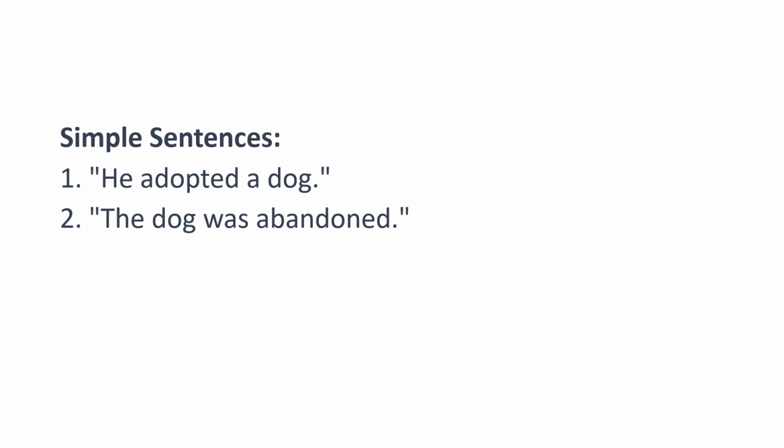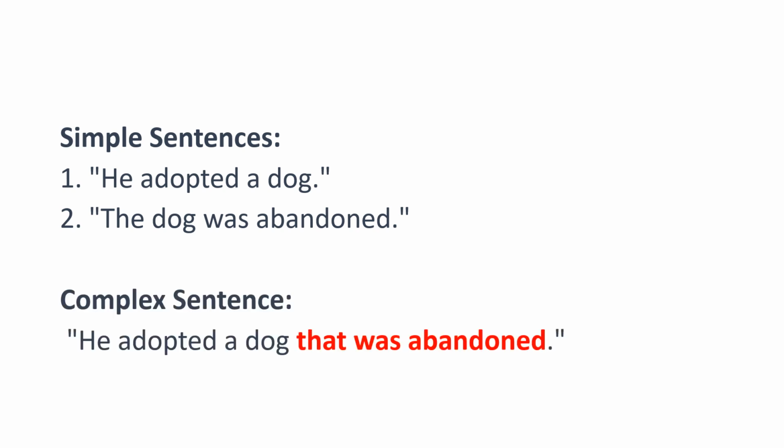Simple sentences are: he adopted a dog. The dog was abandoned. Make a complex sentence. He adopted a dog that was abandoned. He adopted a dog is independent clause, and that was abandoned is adjective clause, which is dependent clause.